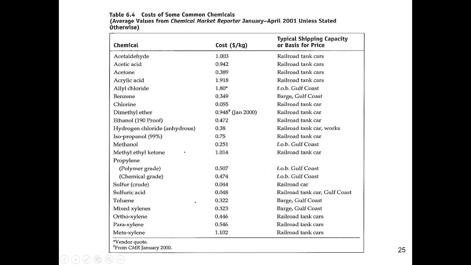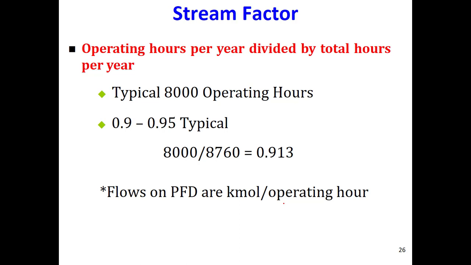And we also have another table here, which gives us the cost of common chemicals. Like I said, the cost of raw material: some common chemicals, very popular chemicals that are used in many factories, in many manufacturing sites. Cost of raw material, so it's acetic acid, acetone, how much they cost per kilogram or per liter or cubic meter, depending on their physical phase. And we also have an additional column that shows the typical shipping, how they are shipped.